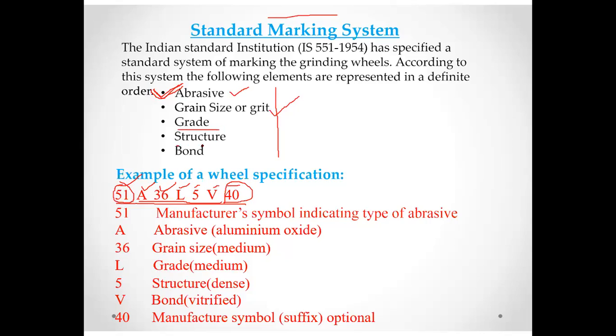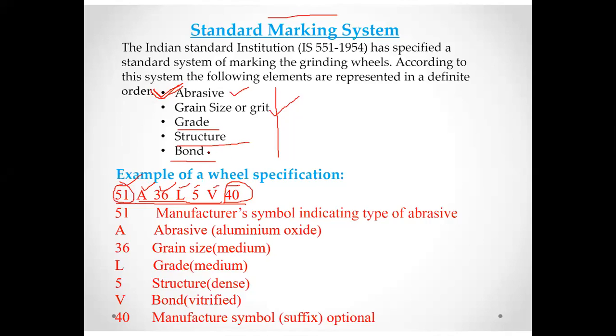And then structure, which is how the abrasive particles are distributed on the wheel. In 1 square mm, or maybe 1 square centimeter, how many abrasive particles, nothing but cutting edges, are there? That is represented by structure. And the last one, the fifth one, is bond. First one is abrasive material, fifth one is bonding material.